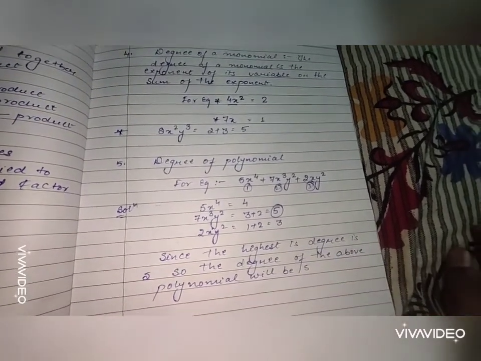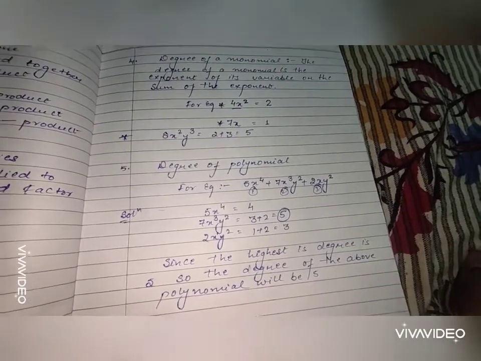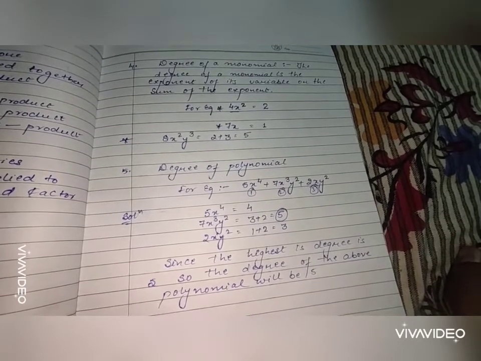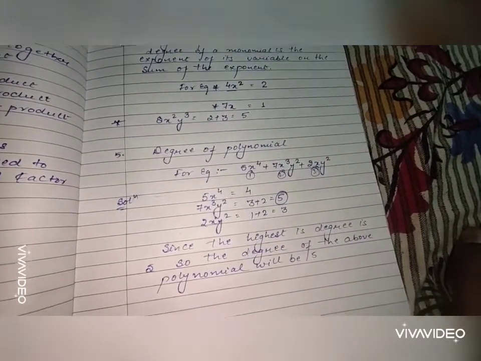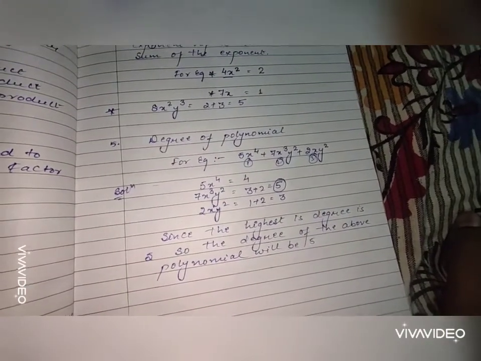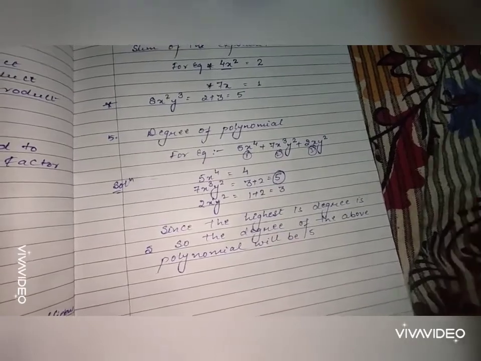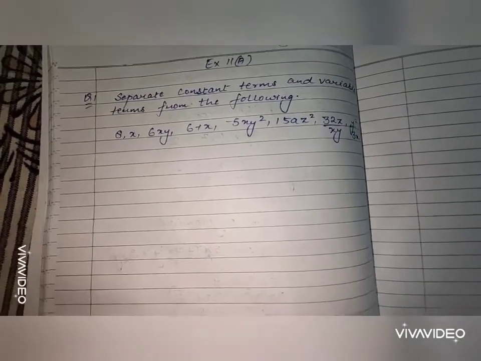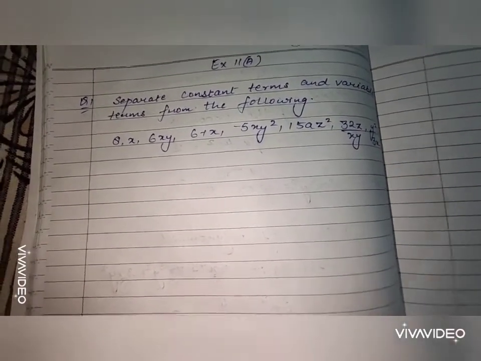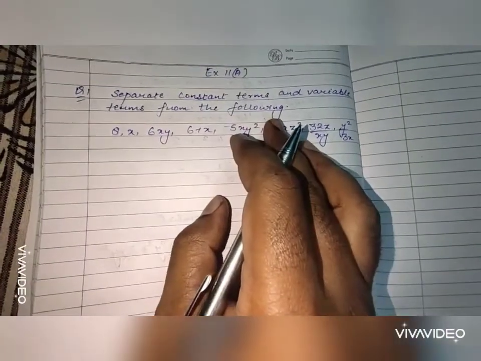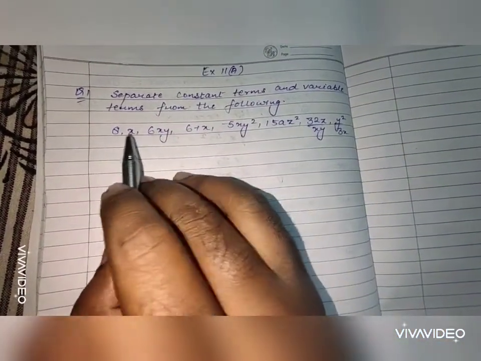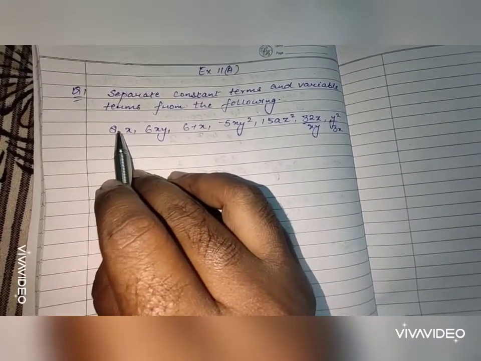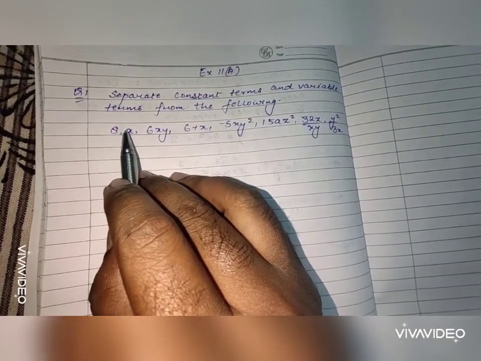So I hope you have understood the basic terms which we are using in algebra to understand its concept. Okay. Now let us start with an exercise. Your question number 1 is saying to us, separate constant terms and variable terms from the following. So let us see 8. 8 is actually a constant, and with it no variable is given to you.